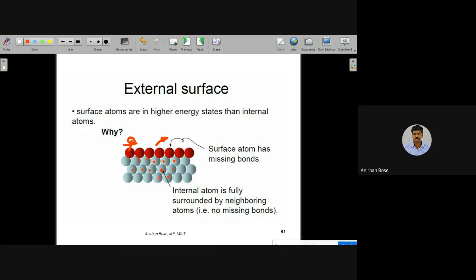So the surface, which is an obvious defect, comes in contact with the atmosphere and reacts. From the point of view of the crystal, these regions are definitely a defect because they do not have an identical surrounding. Bonds are not there, and they have higher energy. This is very obvious. We have started the discussion with that.